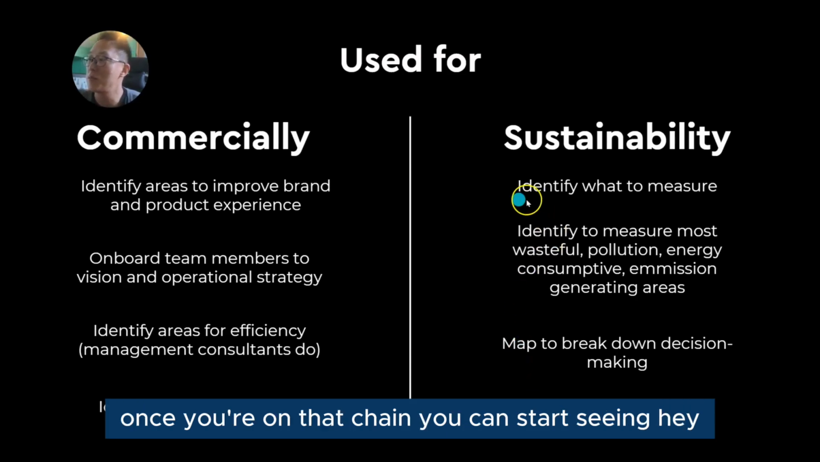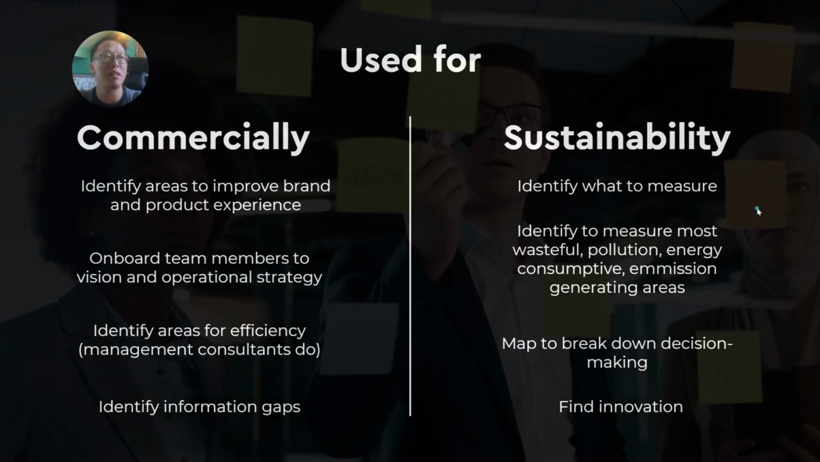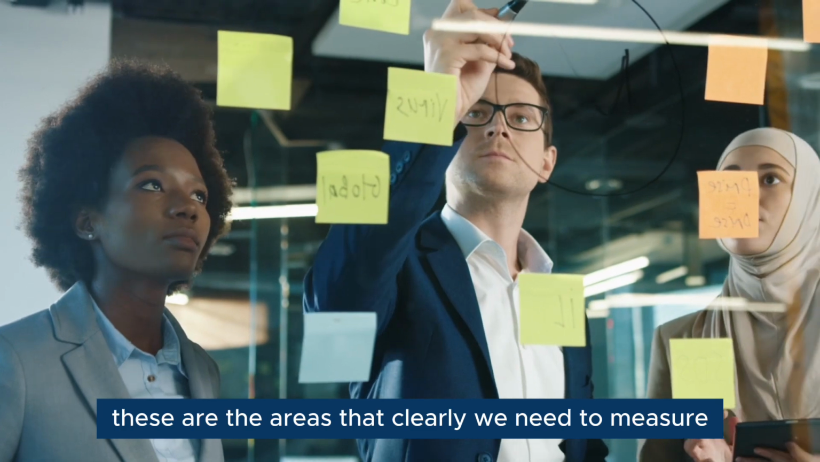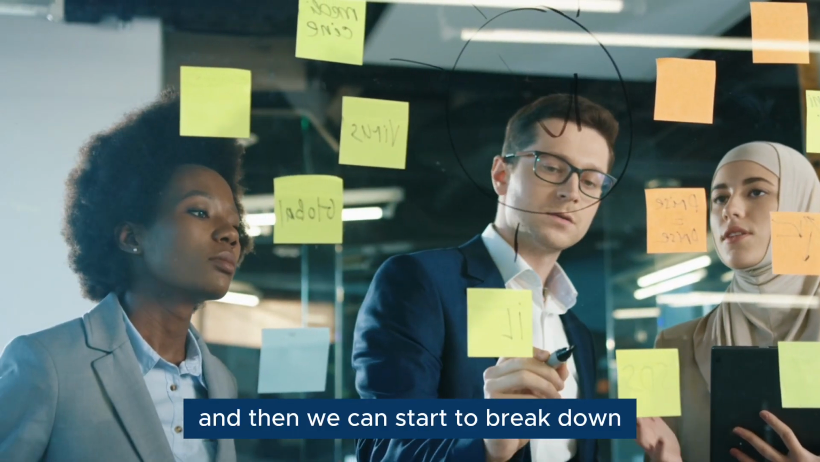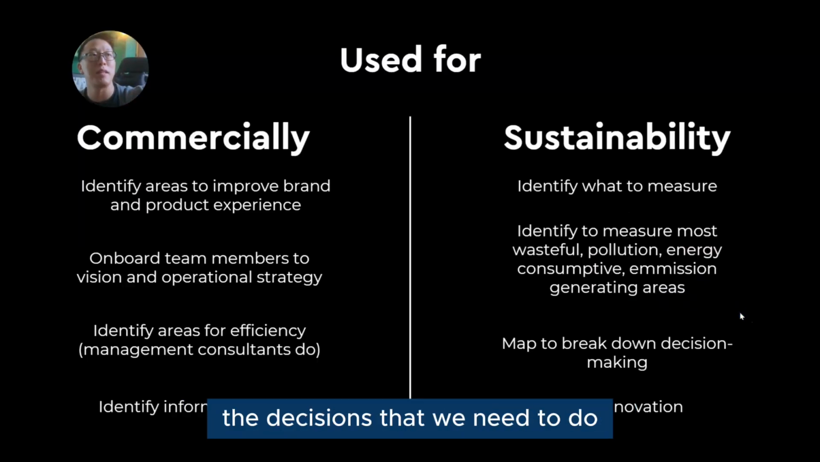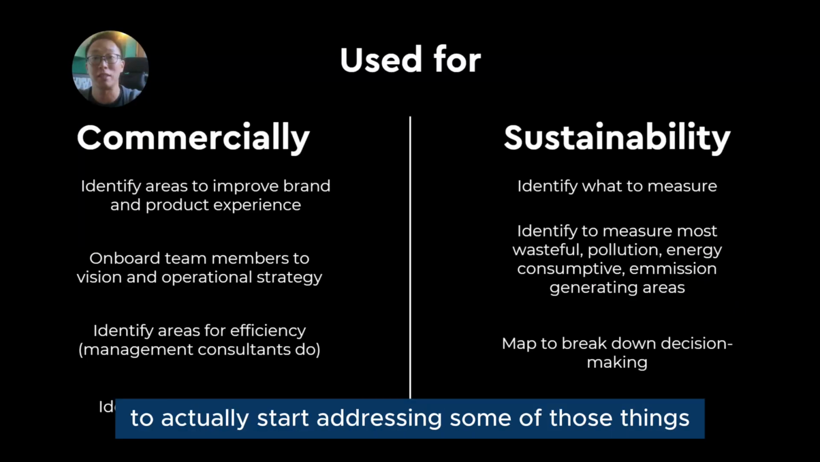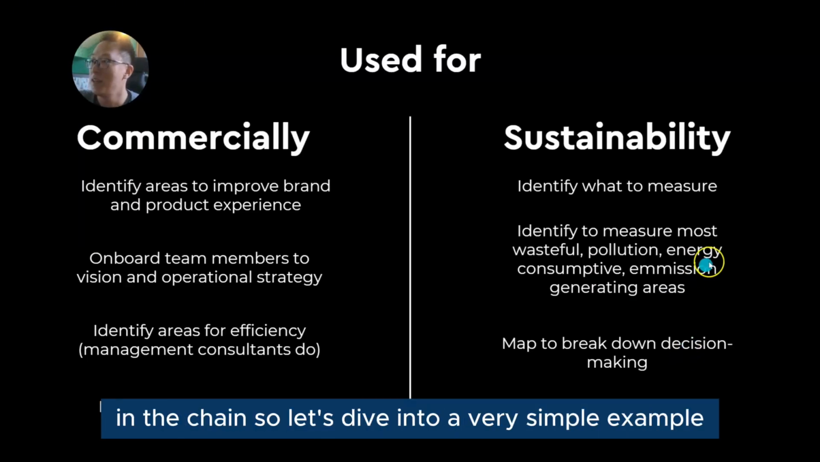From sustainability, once you're on that chain, you can start seeing, hey, these are the areas that clearly we need to measure. Emissions are coming from these core spots. And then we can start to break down the decisions that we need to make in order to start addressing some of those things in the chain. So let's dive into a very simple example.